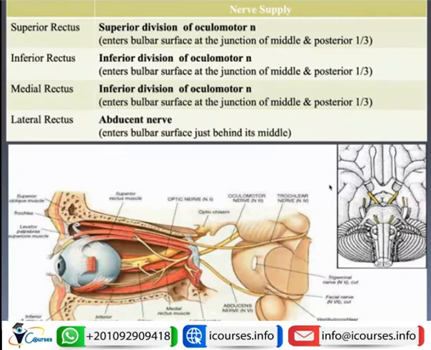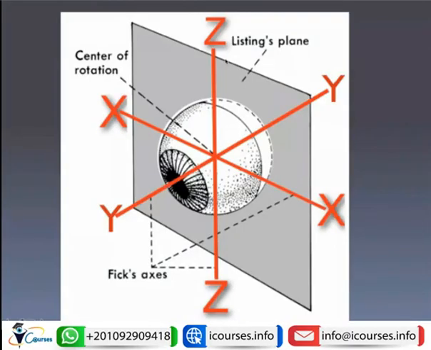So I hope that everything is clear up to now. Because here is where I need your concentration very much, as we will now discuss the motility of the extraocular muscles. To understand the motility of the extraocular muscles, we have to know that there are 3 axes of rotation of the globe. So we have the x-axis.